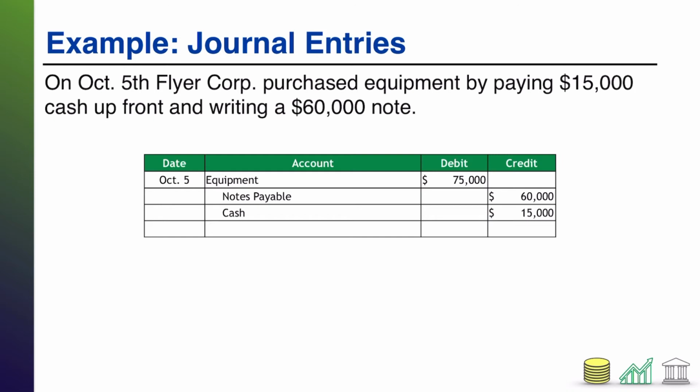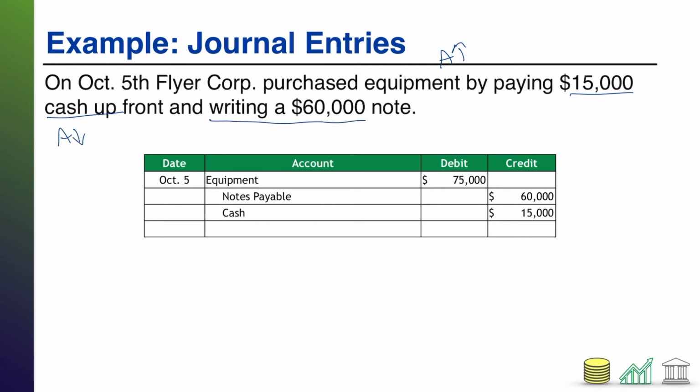And your debits and credits have to be equal to each other. However, you can have more than 2 lines as long as debits and credits still equal each other. So in this case, we purchased equipment. Equipment is an asset that's going up because we're receiving the equipment. And specifically, we paid for that $15,000 in cash. So cash is also an asset, but in this case, asset down.